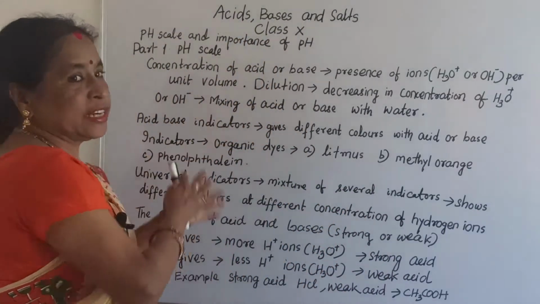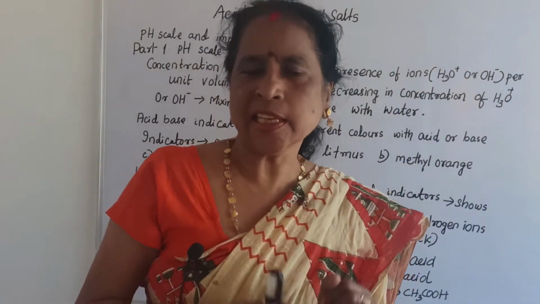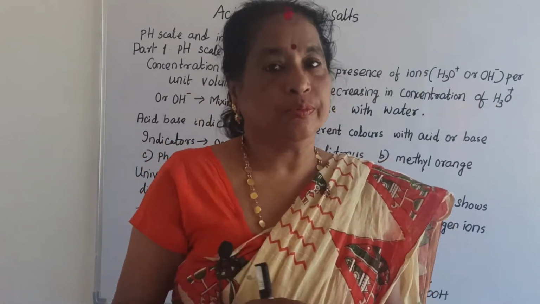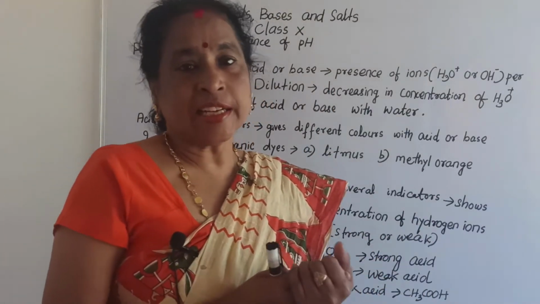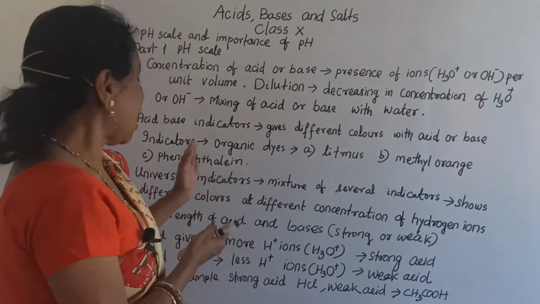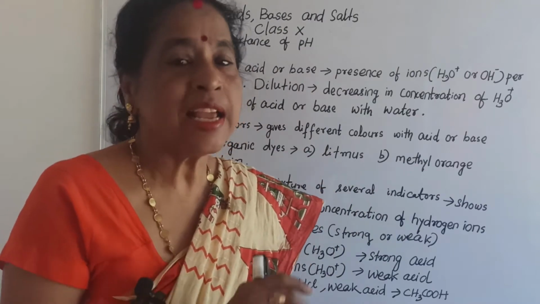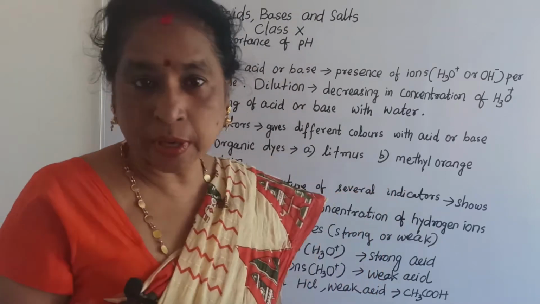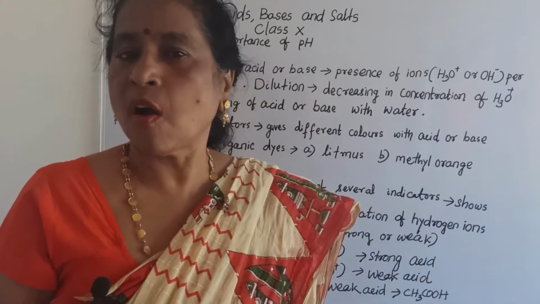Now acid base indicator. Then question arises, how can you know yes it is acid, it is base? Without any testing, how can you know? Then here the word used is acid base indicator. What is that indicator? Which gives different colors with acid and base. I told also before, indicator is one, and on adding to acid it changes the color. I told there are three types. One is litmus paper, other one is phenolphthalein solution, and last one is methyl orange solution.